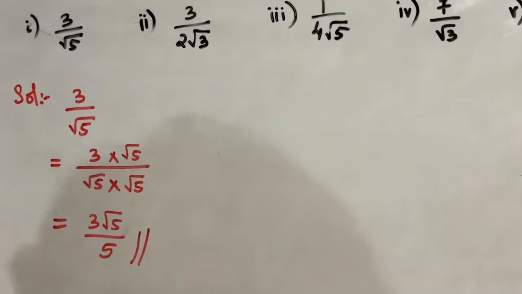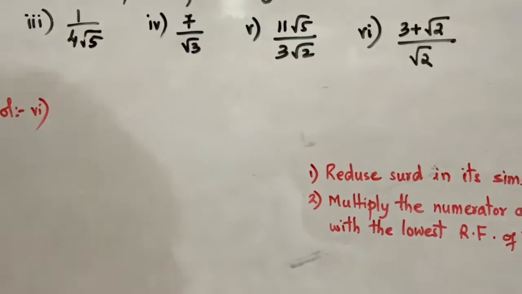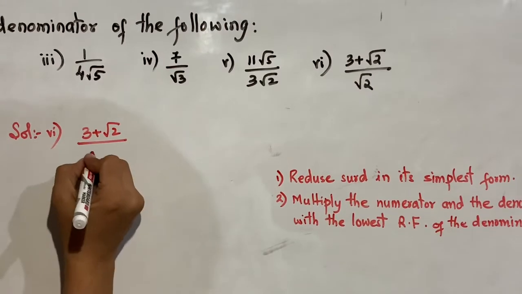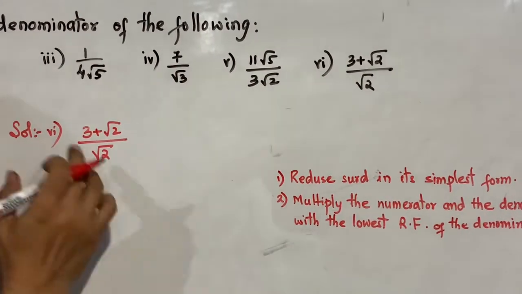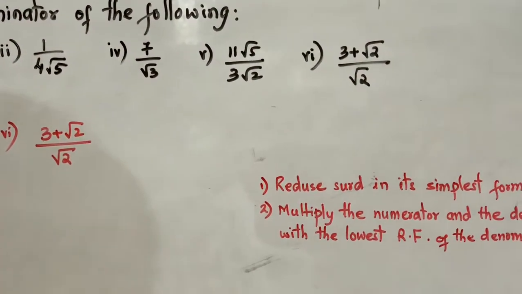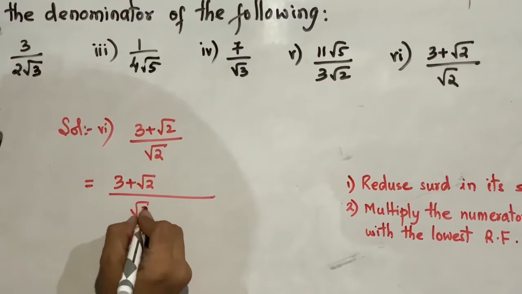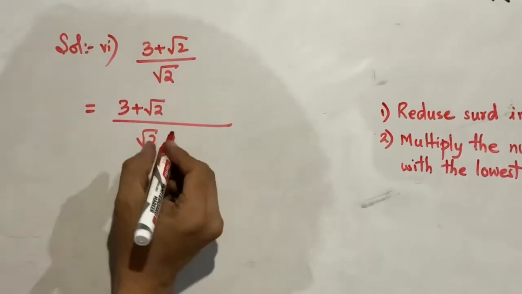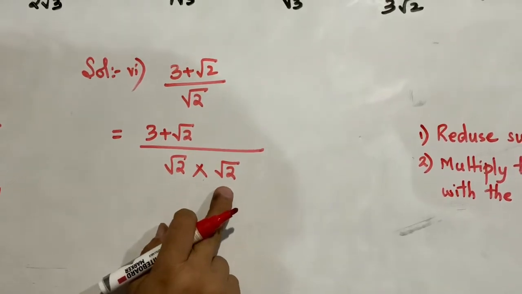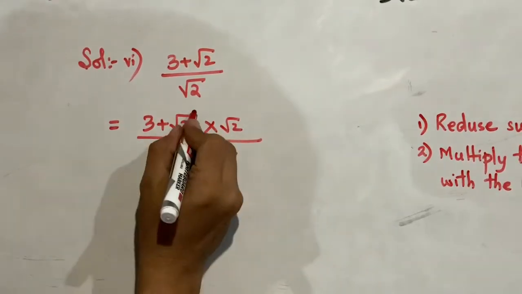Rationalize the denominator of the following. Now the next one, the sixth one: the numerator has a binomial term and the denominator has a single term, already in simplest form. So this can be written as 3 plus root 2 divided by root 2. The denominator is irrational, so to rationalize it we multiply by the rationalizing factor, root 2.